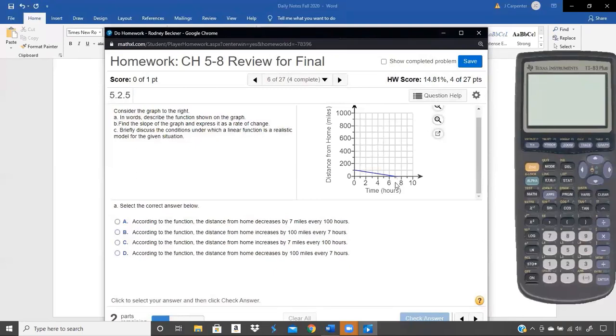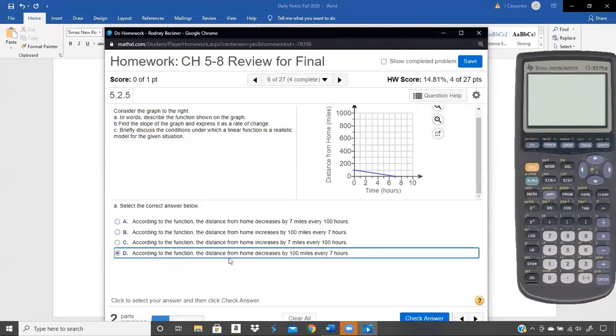So that's a decrease over time. The distance from home is not increasing, it's decreasing, so it can't be B or C. This is a downward slope, so it's decreasing. So according to the function, the distance from home decreases by 7 miles every 100 hours. That sounds really slow, because this says after 7 hours, we're home, and at 0 hours, we were 100 miles away. So A has the right numbers, but they seem backwards to the units.